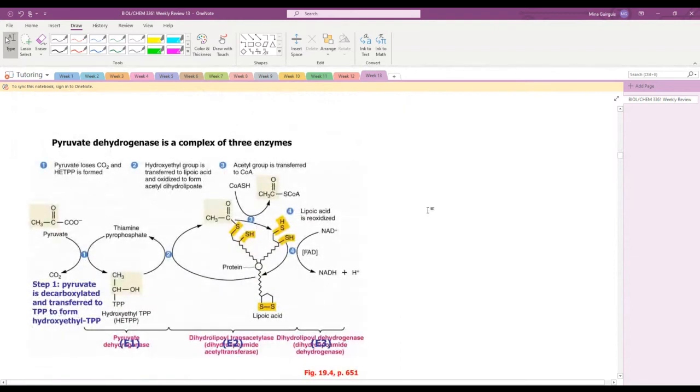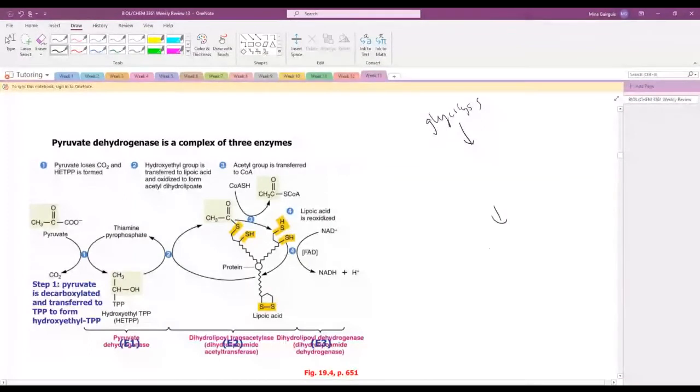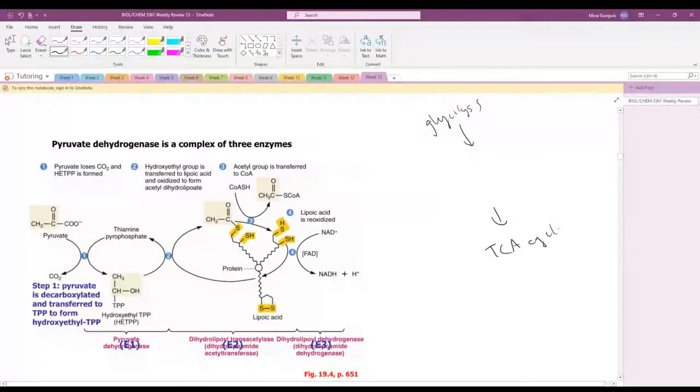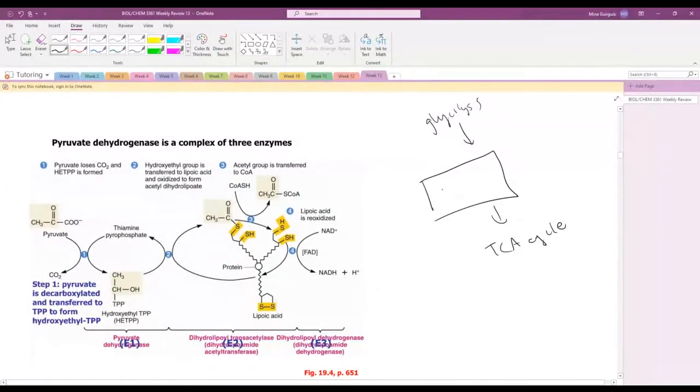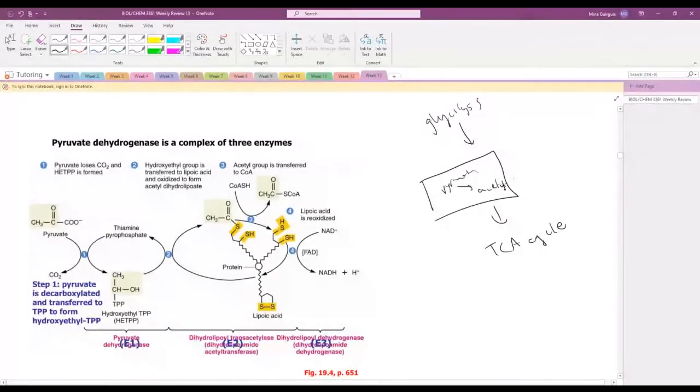All right, so now we get into the meat and potatoes of this unit, which is the part that's kind of tough. This is where we talk a lot about the actual mechanisms of these reactions. I'm going to start off with pyruvate dehydrogenase. So we finish glycolysis, and we're not yet at the TCA cycle. This is a single reaction, the middle bit, from pyruvate to acetyl-CoA. This reaction takes 3 steps.